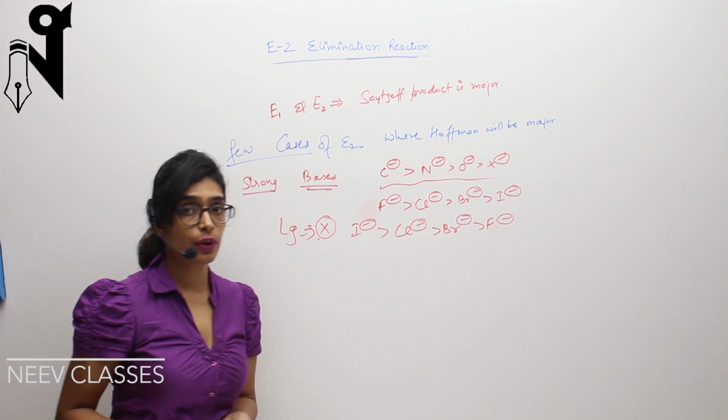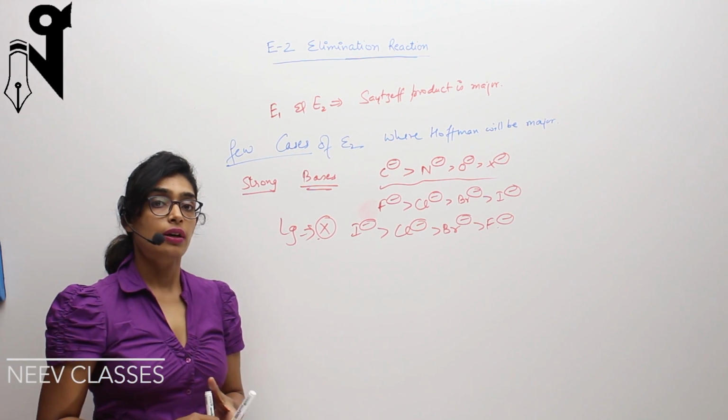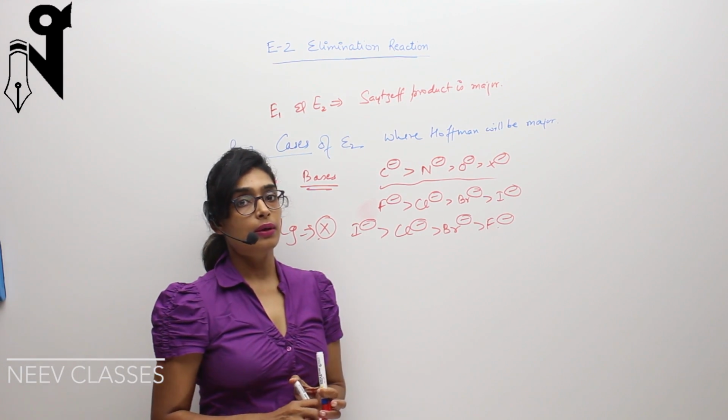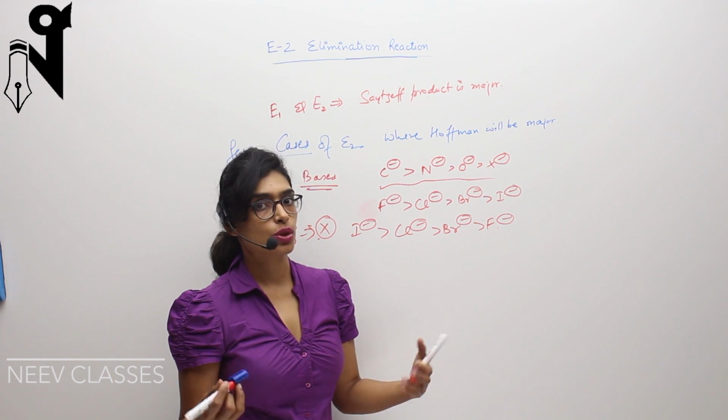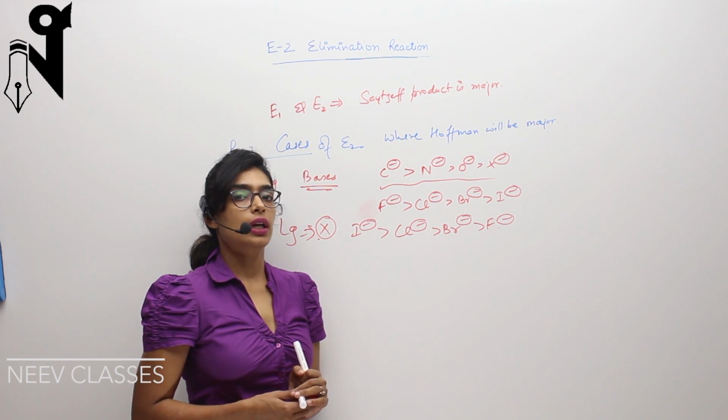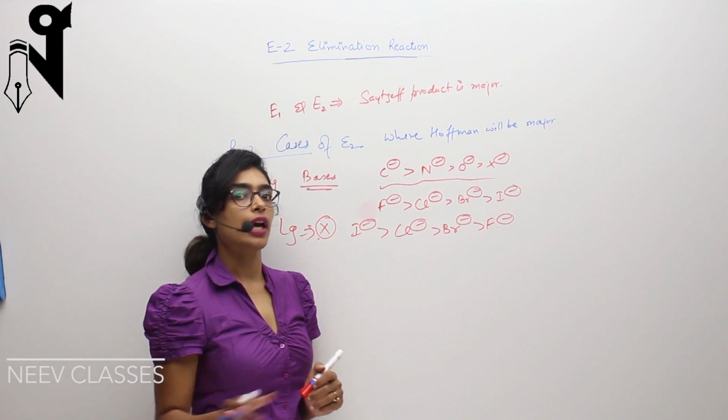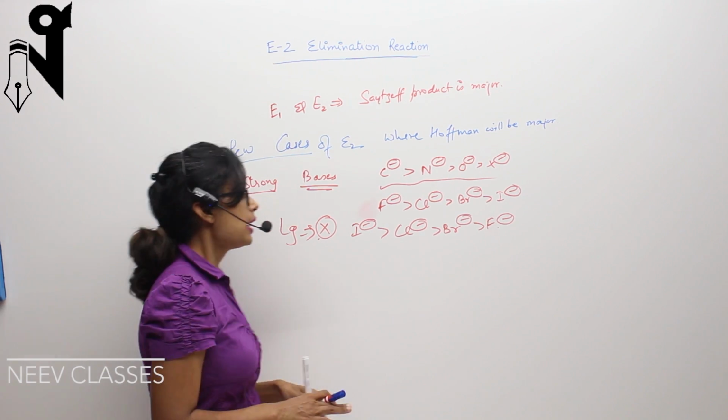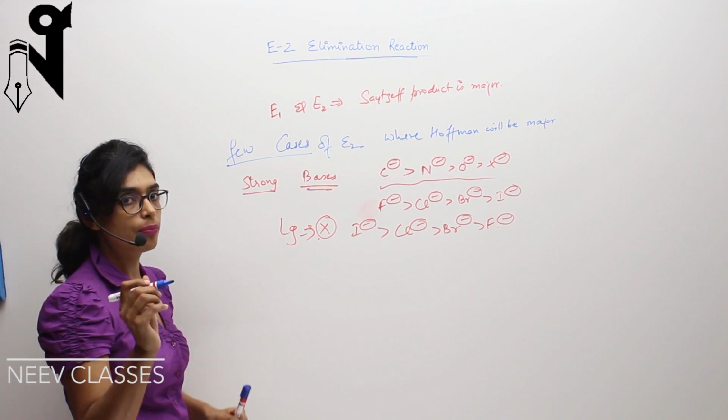The better the leaving group is, the faster the reaction will be. With a better leaving group, all the reactions will be faster: SN1, SN2, E1 and E2. So we need a good leaving group for any reaction to proceed further. Okay. So now let's discuss the case where Hofmann will be major.